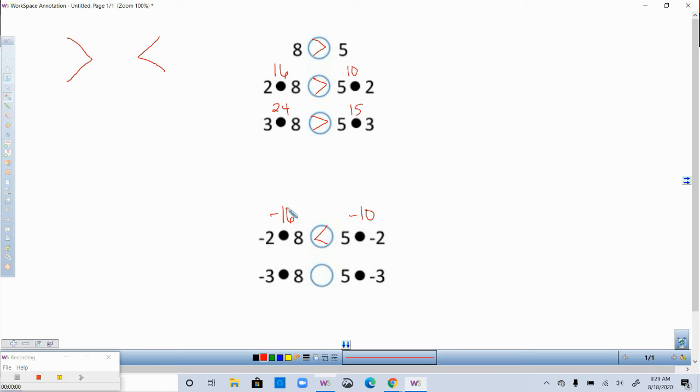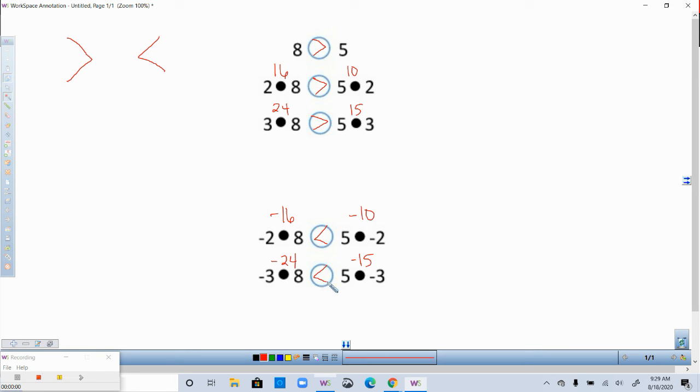And so this was bigger, but when we multiplied by a negative number, this became smaller, and it flipped my inequality symbol. Okay, let's see if it still applies here. So this is a negative 24 and a negative 15. And so because this is negative, the bigger it is, the smaller it is. So this is actually the bigger number.